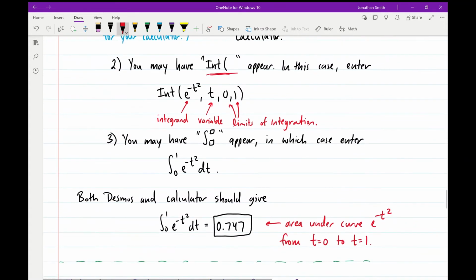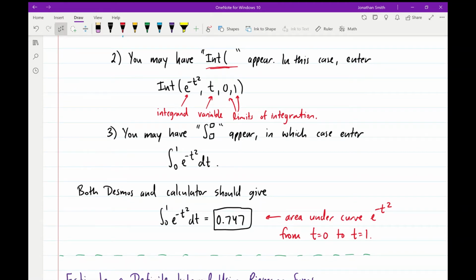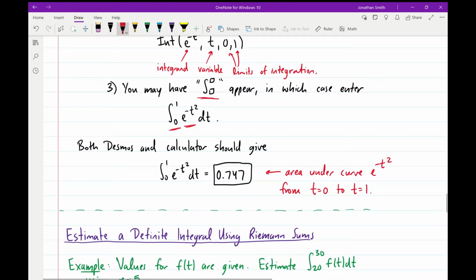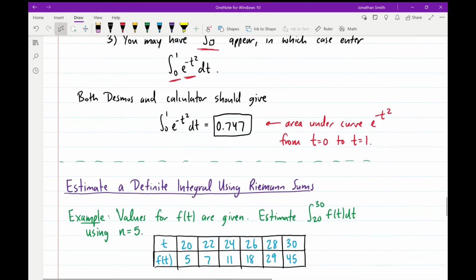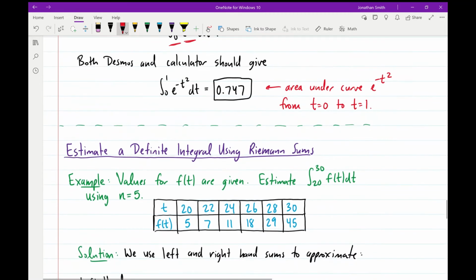If you have a TI-84, I think that you're going to end up with this kind of notation that will appear, just like it was in Desmos. In this case, it's pretty easy. The interface is pretty nice, and you can just plug in the relevant limits of integration and the appropriate integrand, and everything should work out fine. But in both cases, in Desmos and in the calculator, you should get this answer of 0.747. And again, that answer is giving us the area under the curve e to the negative t squared from t equals 0 to t equals 1.